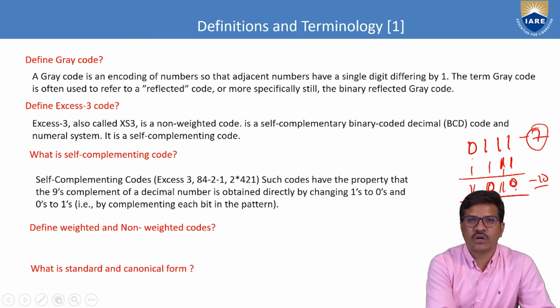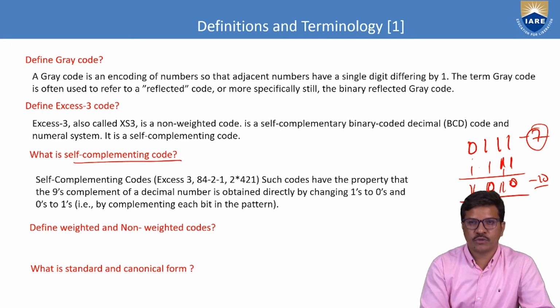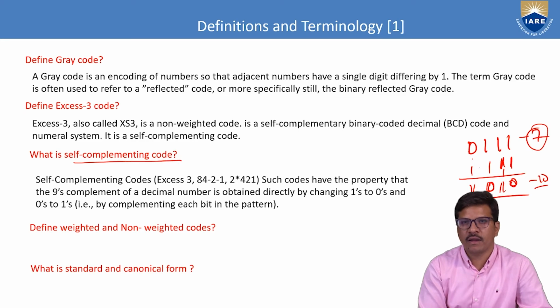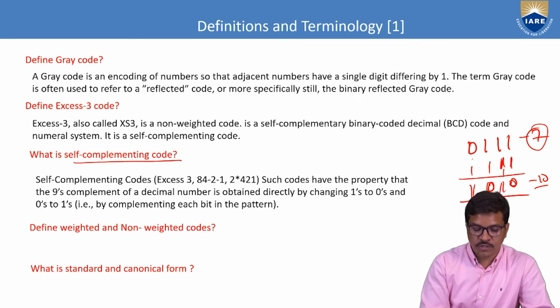XS3 is a non-weighted code, and it is a self-complementary binary coded decimal. So basically XS3 code is also called a self-complementary code. What is a self-complement code? Self-complement code examples are XS3, 8 4 -2 -1, and 2 4 2 1. Such codes have the property that the 9's complement of a decimal number is directly obtained by changing the ones to zeros and zeros to ones. That is the property that self-complement codes have. So examples are XS3 and 8 4 -2 -1.